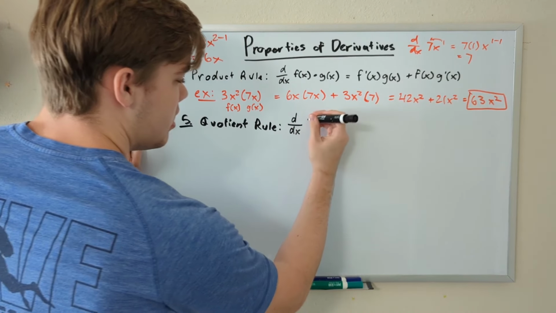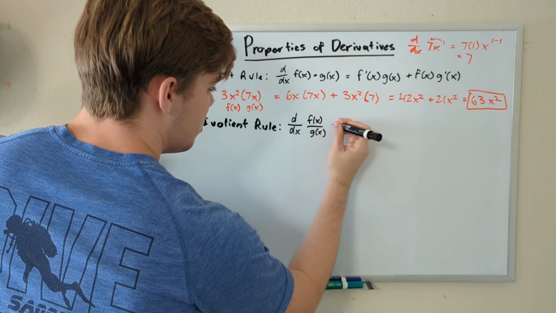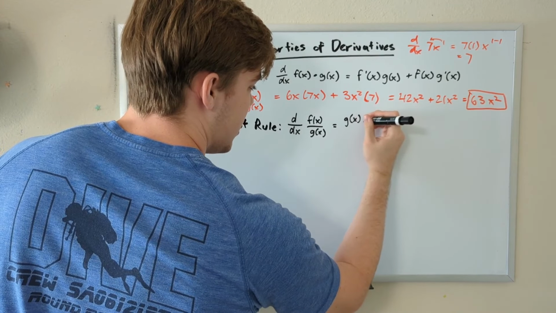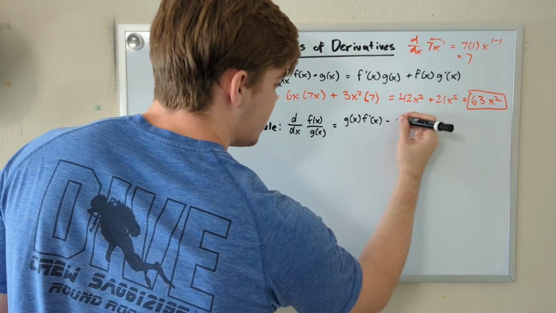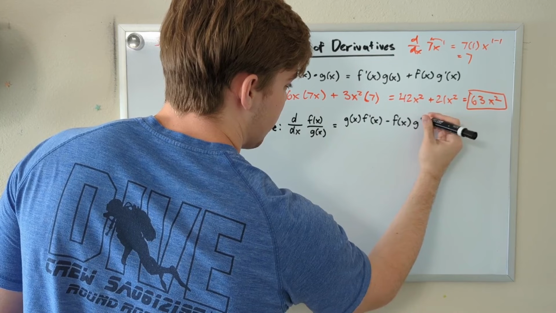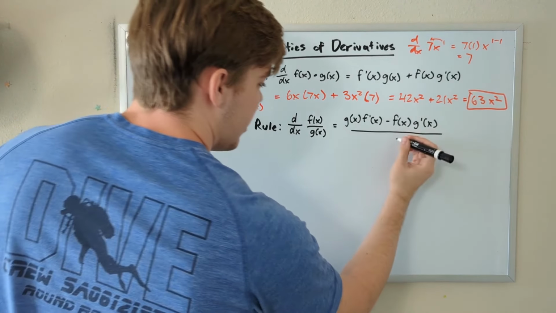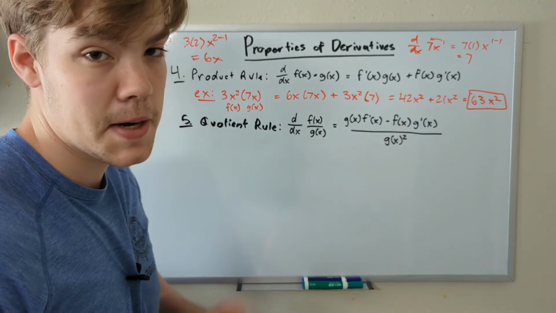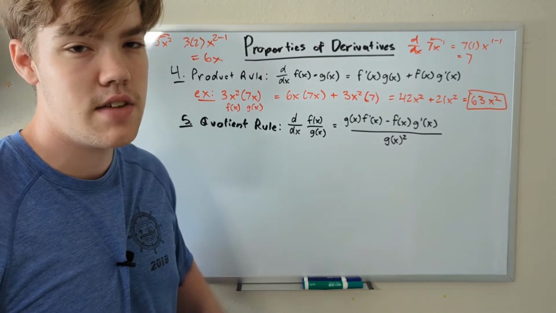The derivative of one function, f of x, being divided by another function, g of x, is equal to g of x, this denominator, times f prime of x, the numerator's derivative, minus f of x, the numerator, times g prime of x, the derivative of the denominator, all divided by g of x squared, the denominator squared. So this function is kind of long, but we have to do this in order to find the derivative of 2 functions being divided by each other.